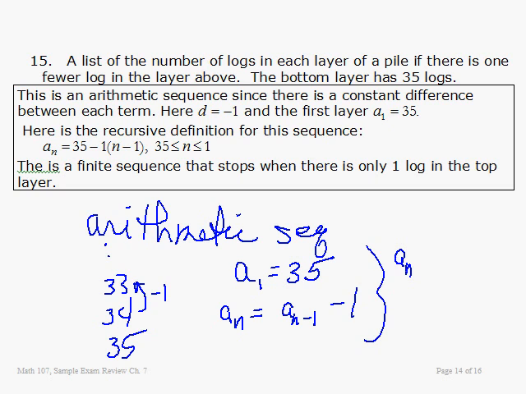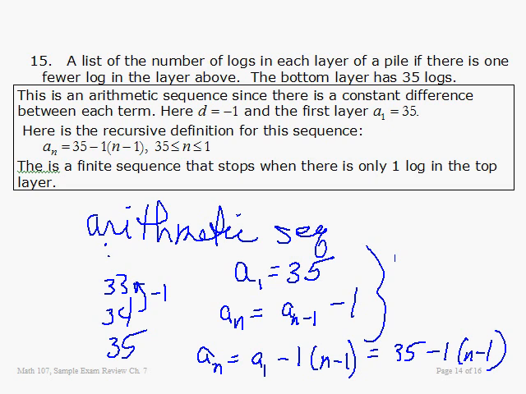Or you can combine all this into one definition. You could say a_n equals a_1, the starting amount, minus 1 times (n minus 1). In this case, it would be 35 minus 1 times (n minus 1). So that's your definition for the sequence made up of the layers in the log pile.